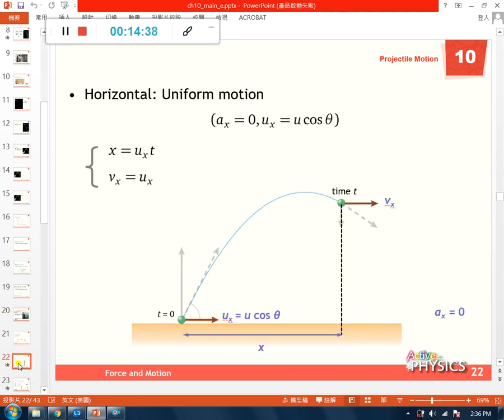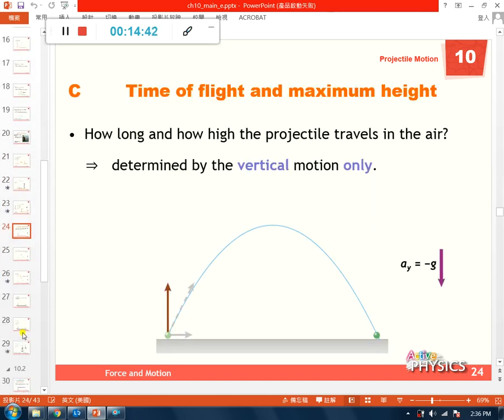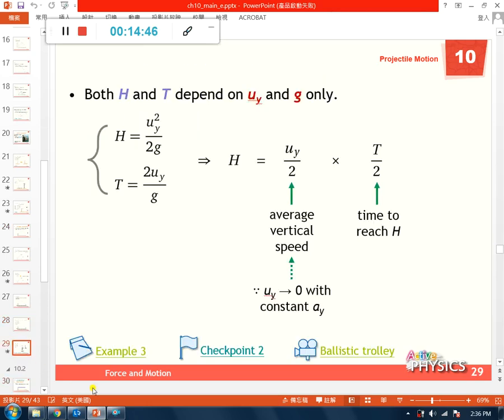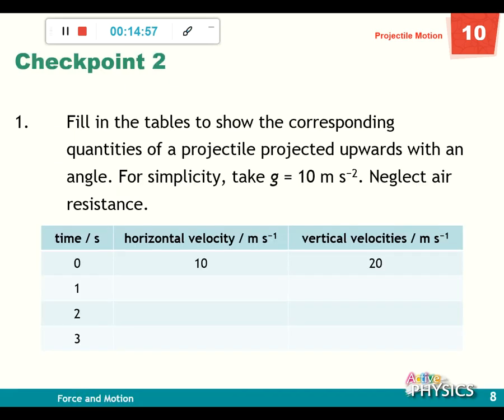Okay, next one will be the Ch10. Okay, here, Ch10 2. Okay, now look at the Ch10 2. Fill in the tables.